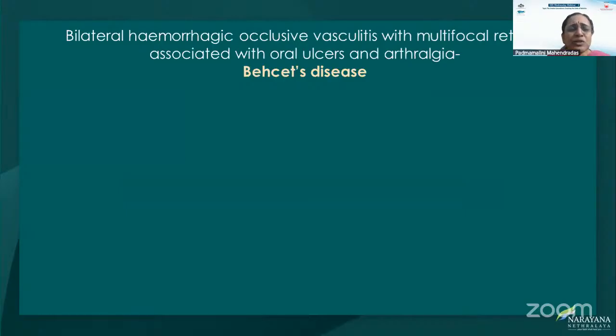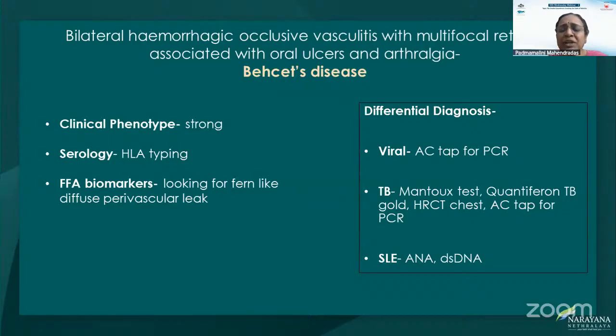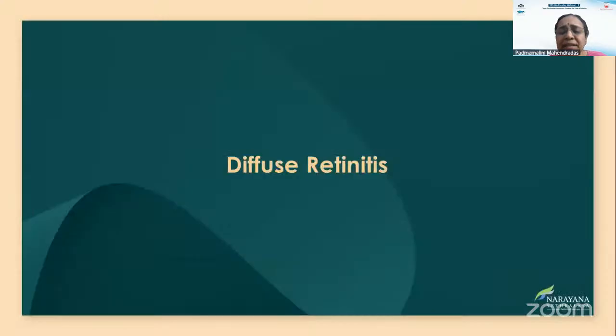So we made the diagnosis of bilateral hemorrhagic occlusive vasculitis with multifocal retinitis associated with oral ulcers and arthralgia secondary to Behçet's disease. We make the diagnosis based on clinical phenotyping. HLA-B5 can be ordered, but that is not included in the diagnostic criteria. FFA shows a fern-like pattern of diffuse perivascular leak. It's seen in Behçet's, but not only in Behçet's; it's also seen in other posterior uveitic entities. It is important to rule out other necrotizing retinitis in Behçet's.